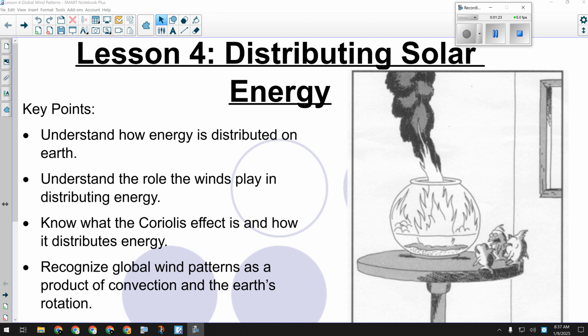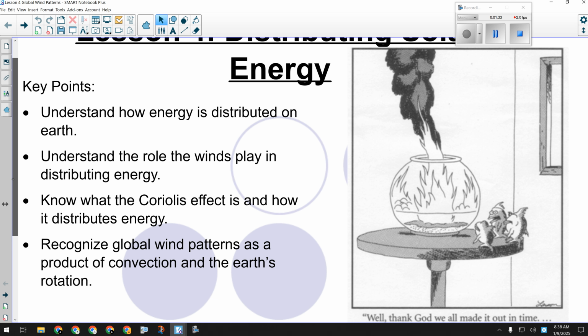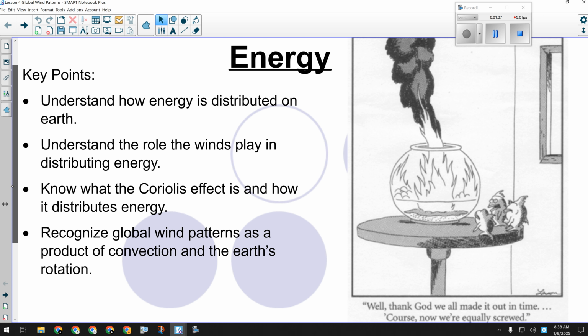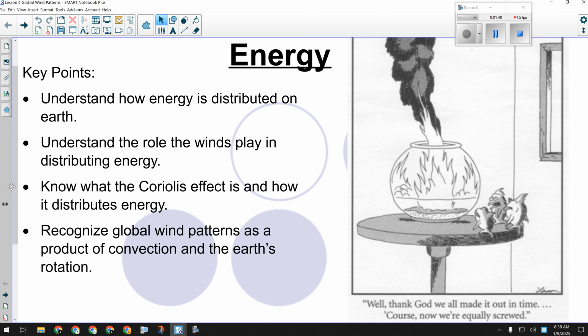We kind of talked about that. First, this area is hotter, that area is colder. Second law of thermodynamics, but also part of the water cycle, moving those moisture-laden air masses around. We need to know what the Coriolis effect is. You may have heard of that before. We're going to talk a little bit about that today, and know that the global wind patterns we see, or patterns of prevailing winds, are actually the product of both convection and the Earth's rotation.